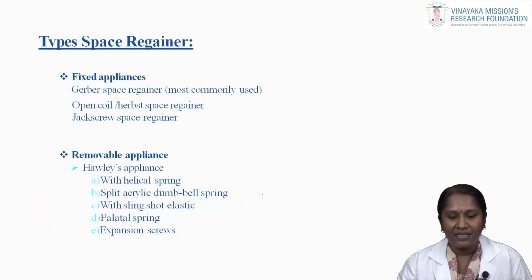There are types of space regainers: fixed appliances and removable appliances. In fixed appliances we have the Graber space regainer, which is most commonly used, the open coil or Hep space regainer, and the jackscrew space regainer. In removable appliances we have the Hollis appliance, incorporated with a helical spring, splint acrylic, dumbbell spring with single slot elastics, paddle spring and expansion screws.